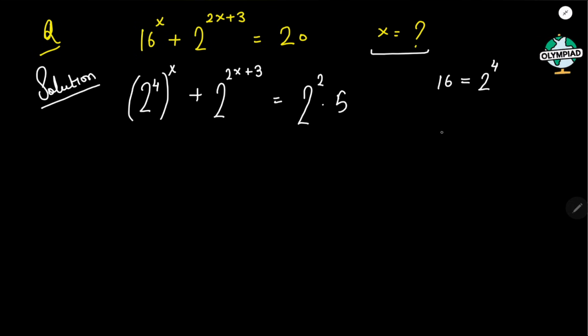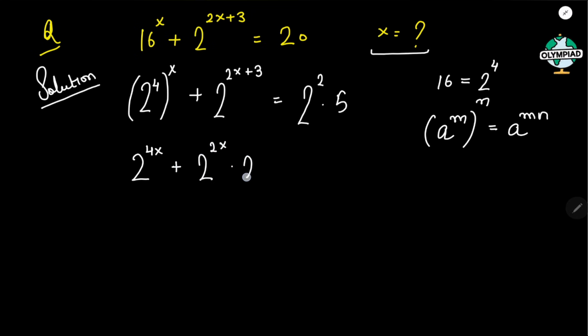Now there is one exponent rule that (a raised to power m) raised to power n is equal to a raised to power mn. Okay, so this will become 2 raised to power, we will multiply the powers, 4 times x is 4x, plus 2 raised to power 2x times 2 raised to power 3 is equal to 2 raised to power 2 times 5, right? Why did I do that?